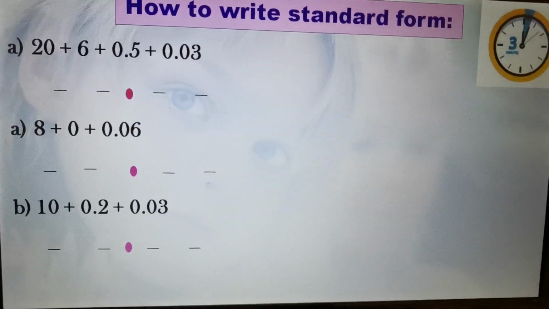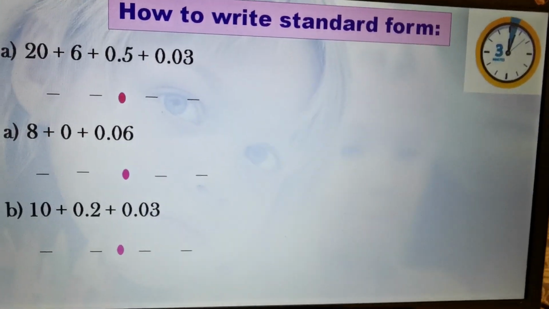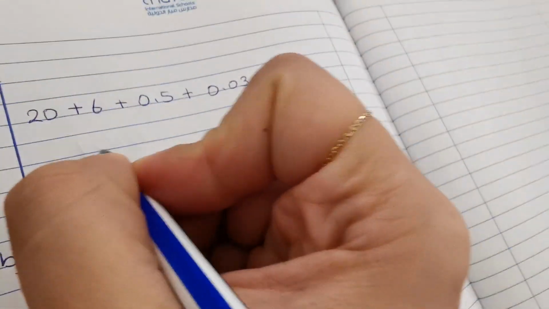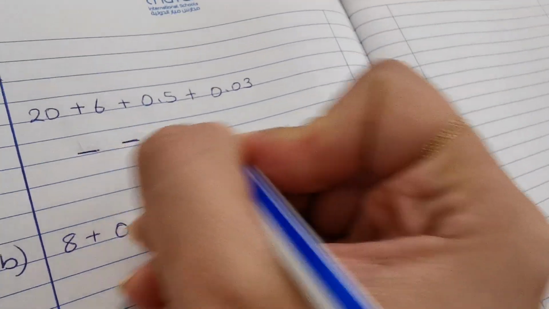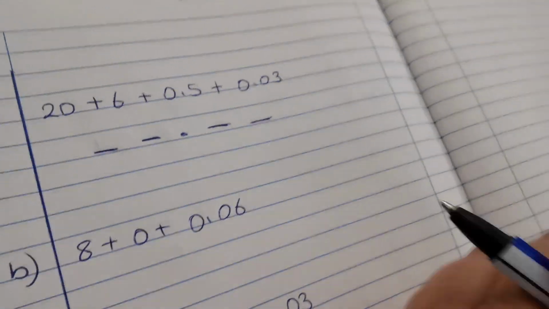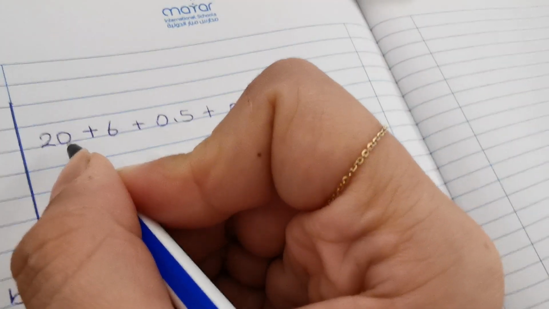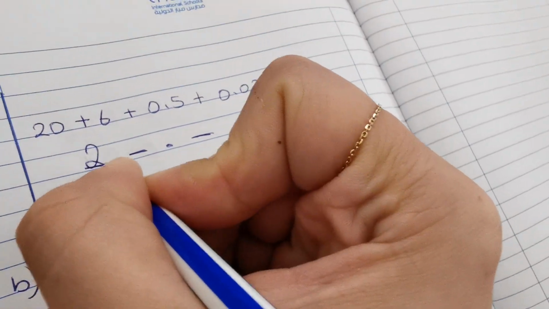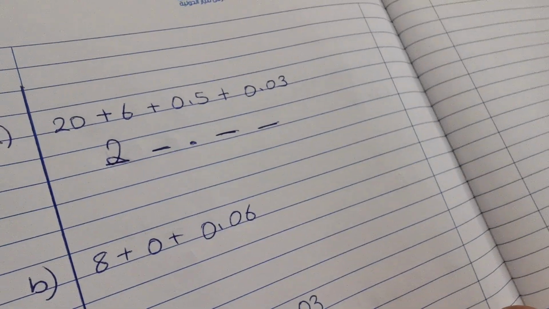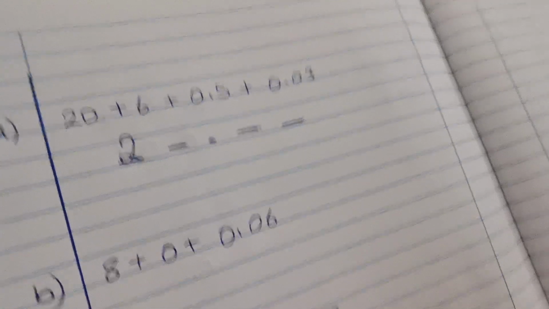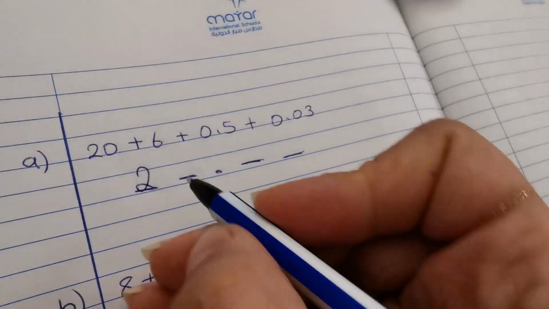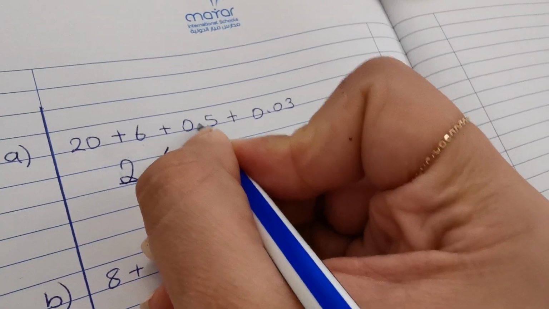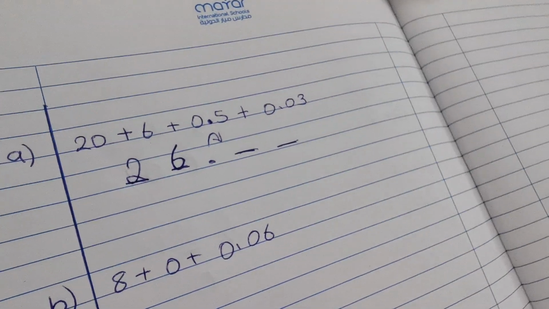Now, if we want to write the standard form for the expanded, we also use to write dashes. So 1, 2, 1, 2. Now, 20, is it whole or part? No, it's a whole. Excellent. So we write 2 over here. We don't write 20. Remember, we just write the number. We don't write zeros. 6 as a ones, we write it over here. Now we started by parts, so we should go here.